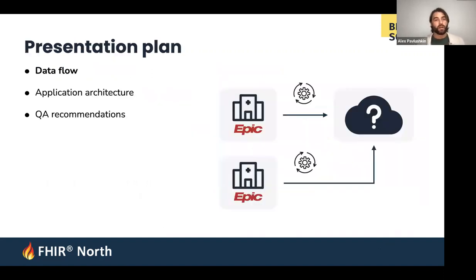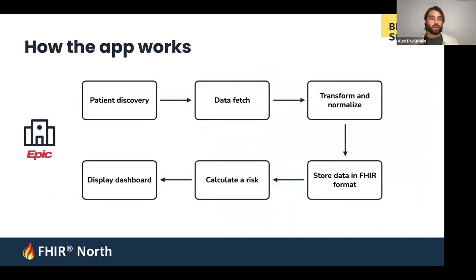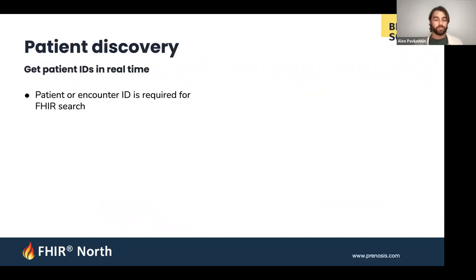Okay, let's start with data flow. The first step is patient discovery. We need to get a subset of patients we would like to calculate risk for. We need to get all the data we need from the EHR system to calculate the risk. Before we can save it, we need to transform and normalize it, store it in FHIR format, calculate a risk using an ML model, and display results. Let's start with patient discovery.